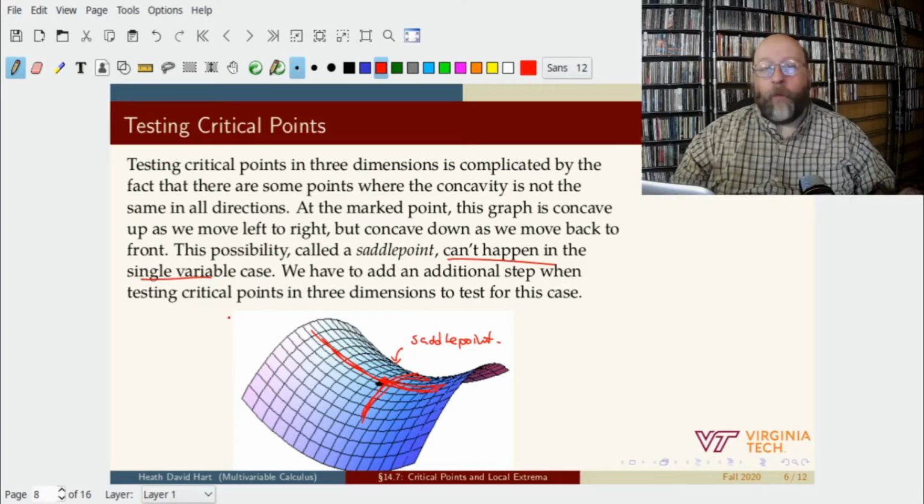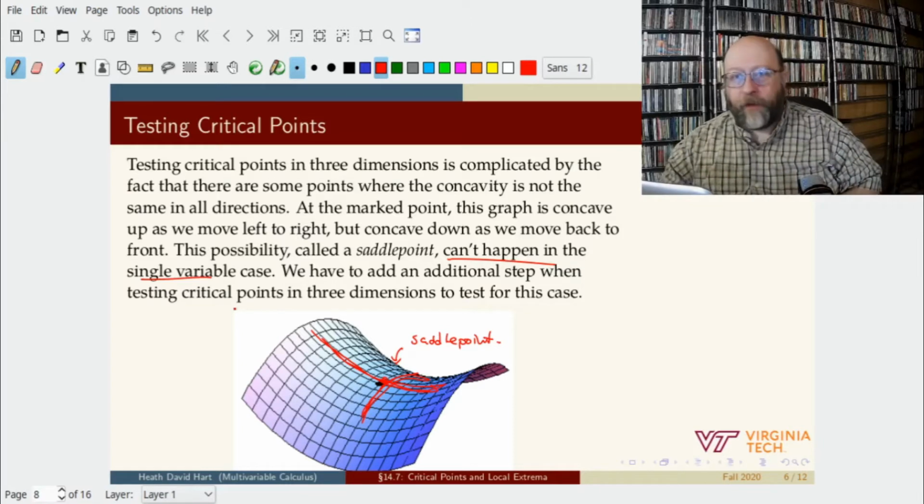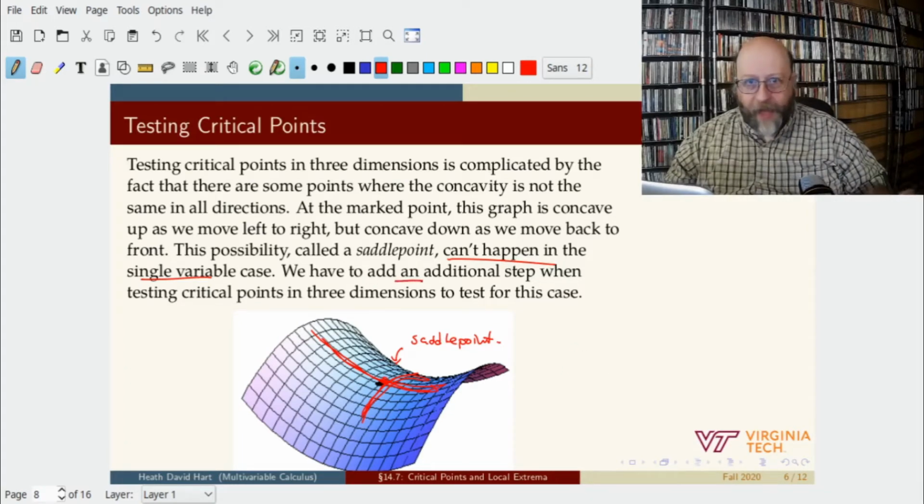And one way we would use to test critical points was to use the second derivative test to see if the graph was concave up or concave down. The second derivative test is going to give us conflicting results here. And so we have to do an additional test to see if we have a saddle point. We have to add an additional step. Okay? So here's how we're going to test critical points in 3 dimensions.